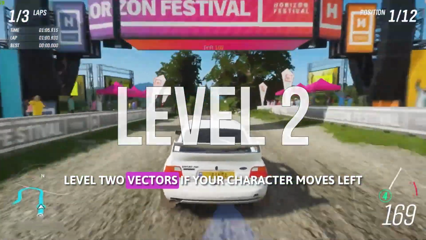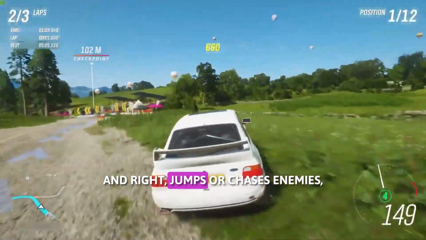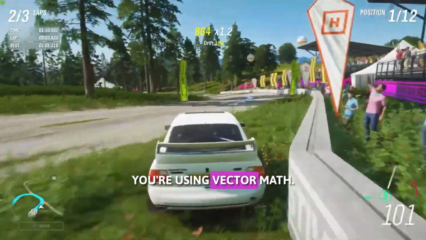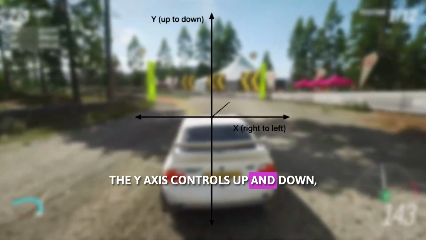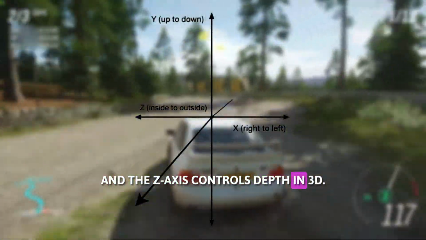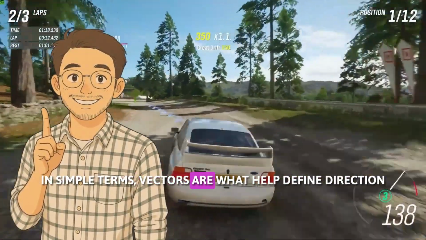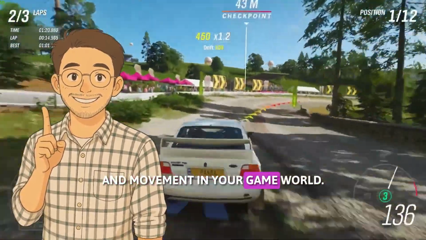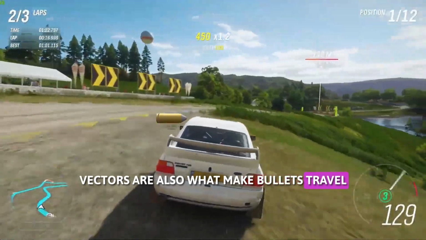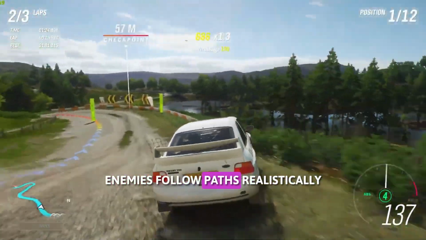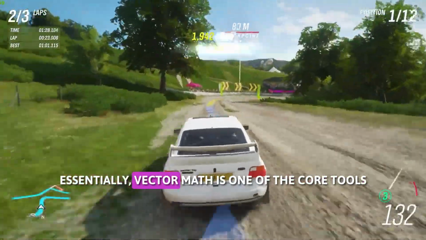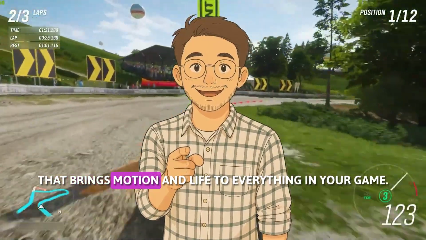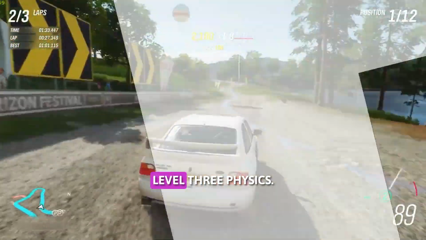Level 2, Vectors. If your character moves left and right, jumps, or chases enemies, you're using vector math. For example, the x-axis controls left and right, the y-axis controls up and down, and the z-axis controls depth in 3D. In simple terms, vectors are what help define direction and movement in your game world. Vectors are also what make bullets travel in the right direction, enemies follow paths realistically, and the camera move smoothly to follow the action. Essentially, vector math is one of the core tools that brings motion and life to everything in your game.